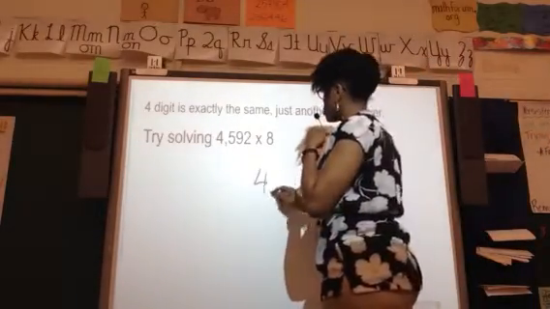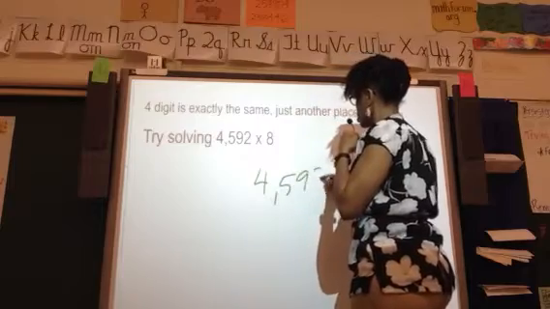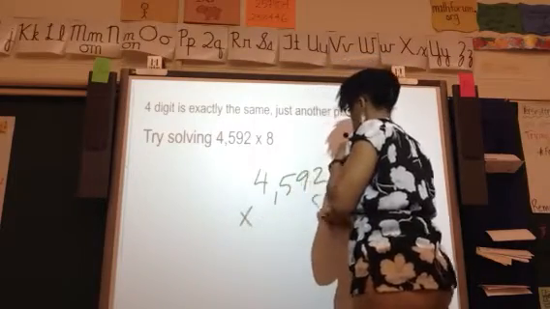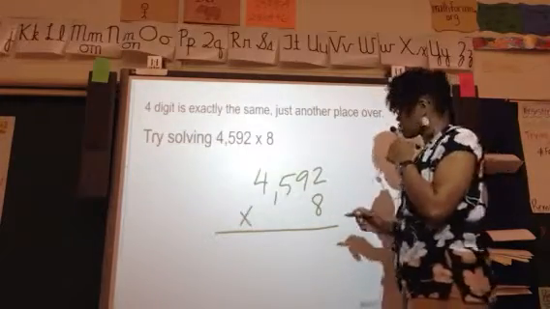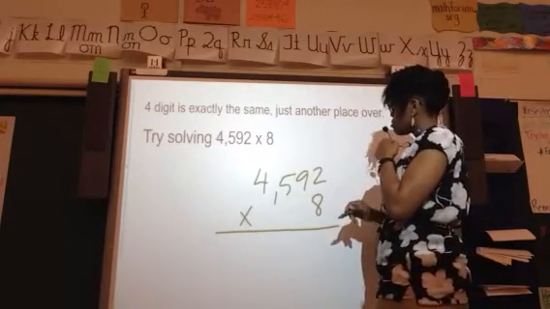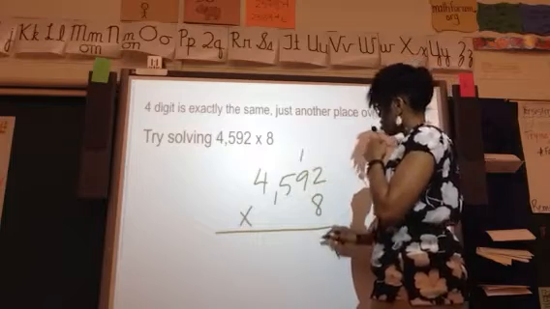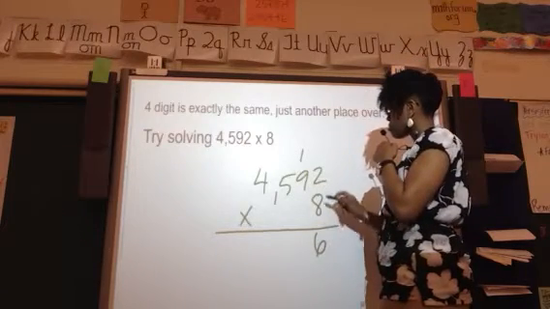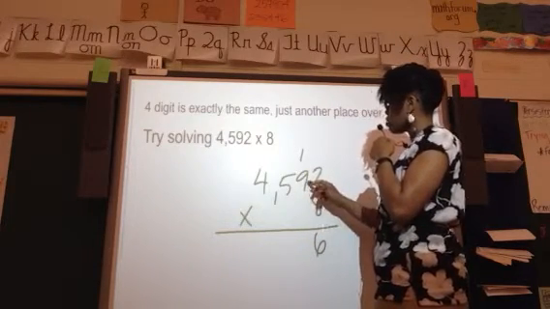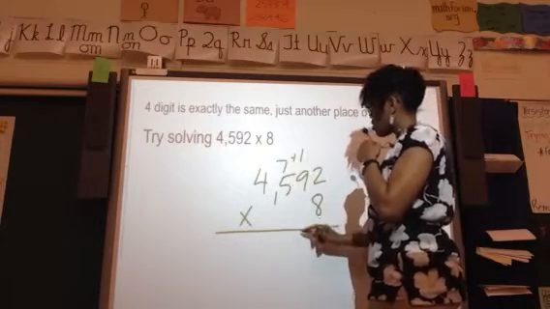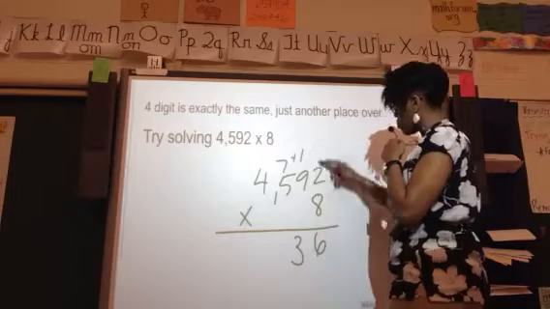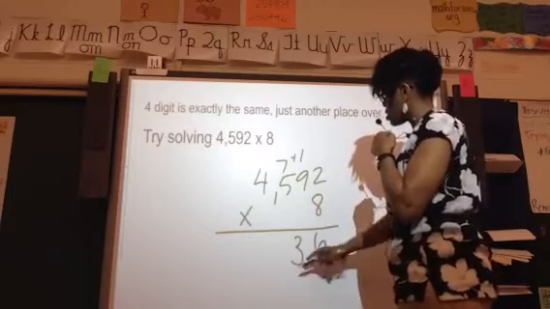So you'd set it up like this. Pause the video if you want to try it by yourself. Or keep watching if you just want to see. 8 times 2 is 16. So the 1 goes here, 6 goes down here. 8 times 9 is 72. Plus 1 is 73. So make sure you keep your ones place, tens place lined up.